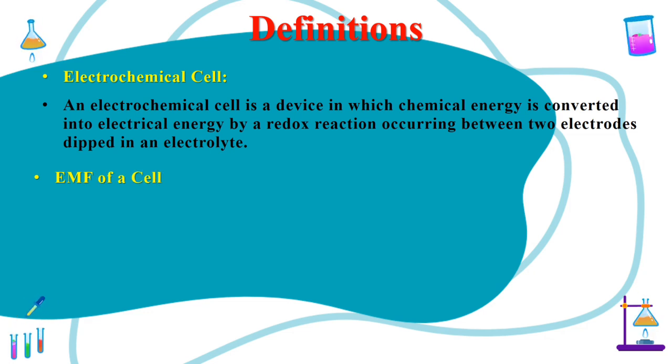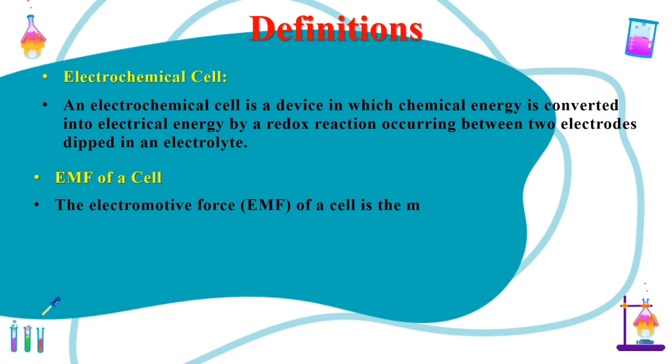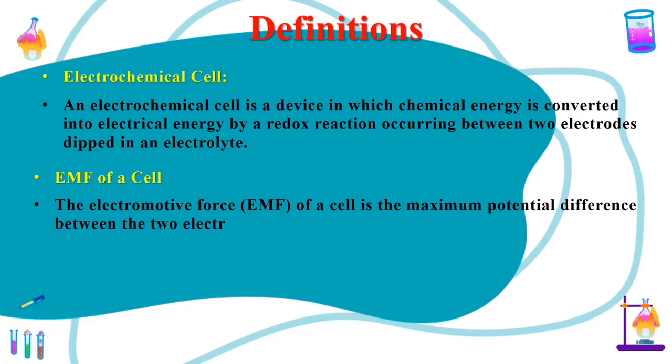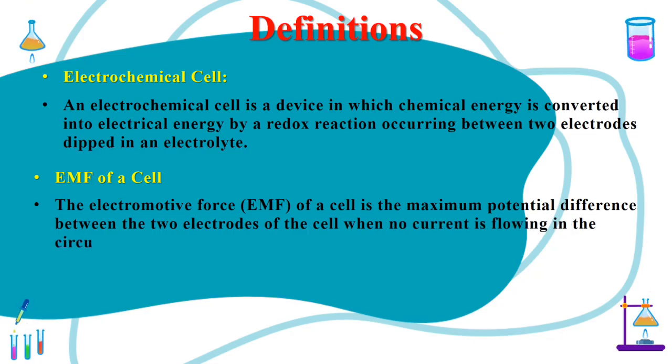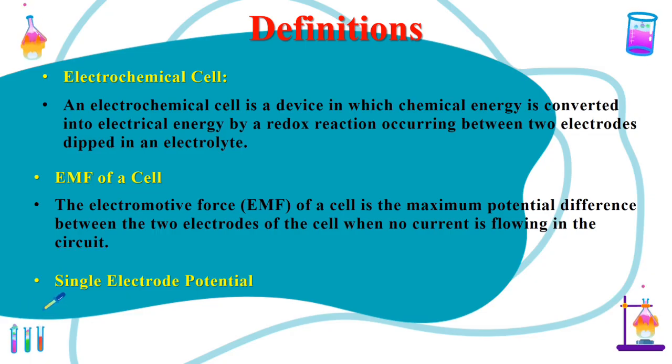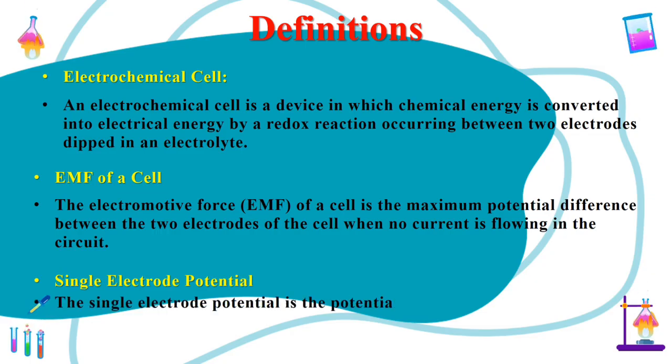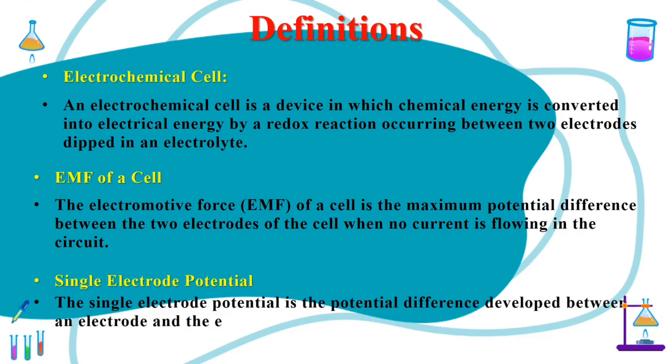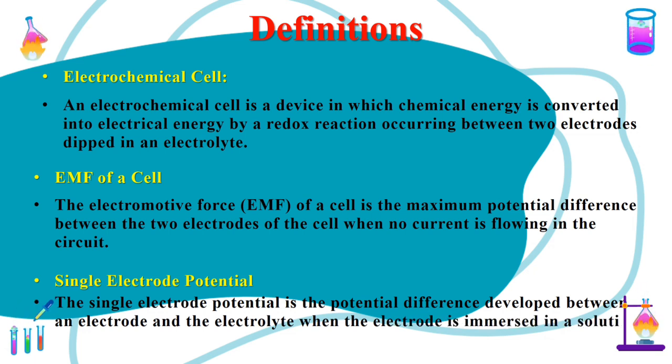Secondly, the definition for EMF of a cell. The electromotive force of a cell is the maximum potential difference between two electrodes of the cell when no current is flowing in the circuit. Next is single electrode potential. The single electrode potential is the potential difference developed between an electrode and the electrolyte when the electrode is immersed in a solution of its own ion.